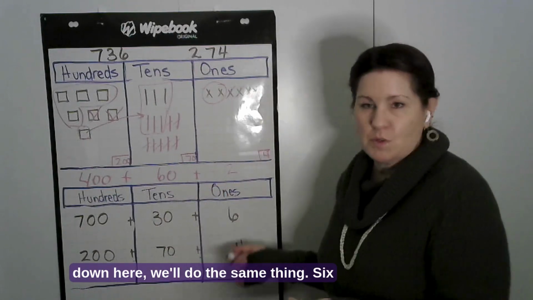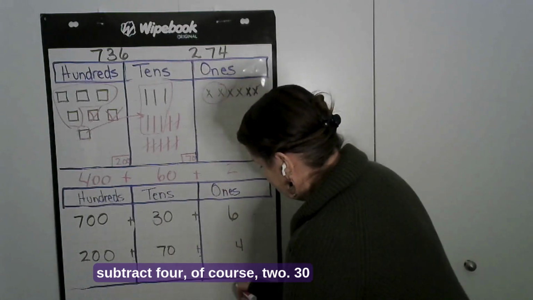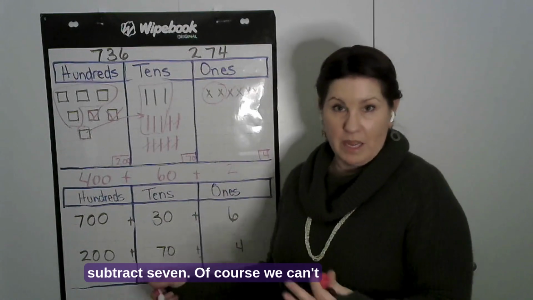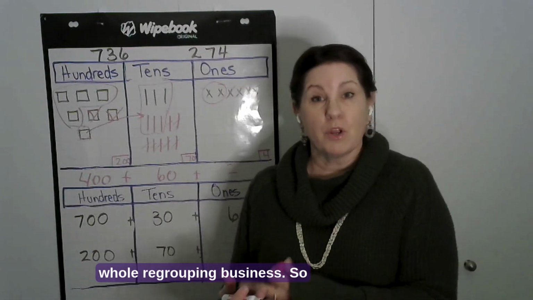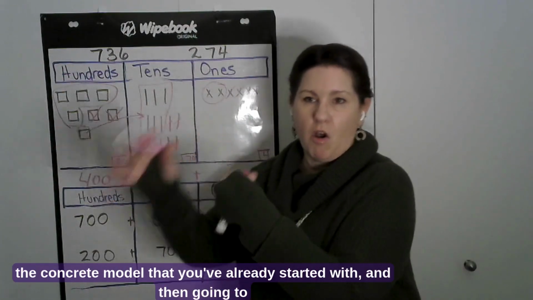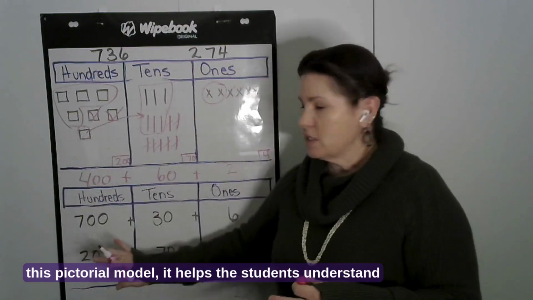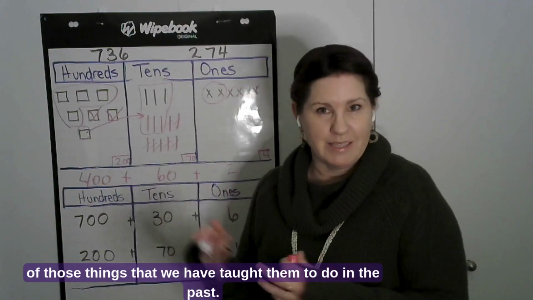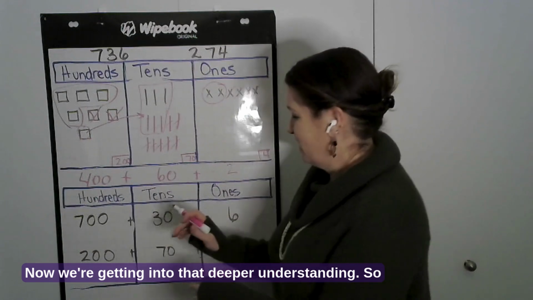Looking down here, we'll do the same thing. 6 subtract 4, of course, is 2. 30 subtract 7, of course, we can't do. So that's when we go next door and we do that whole regrouping business. So by having it started with this model, having the concrete model that you've already started with, and then going to this pictorial model, it helps the students understand why we go next door, knock on the door, all of those things that we have taught them to do in the past. But now we're getting into that deeper understanding.